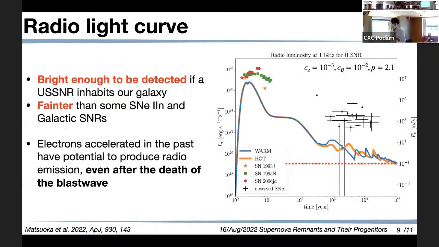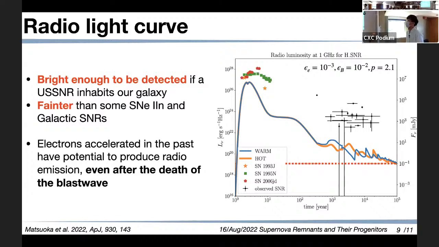Next, we show the observable radio light curve of this object. This shows the light curve of radio luminosity compared with some type IIn supernovae and galactic SNRs. And this red line shows the detection limit of the previous survey, assuming that the object is located 10 kpc or so. We can see that the radio emission from the USSNR can be bright enough to be detected if our USSNR inhabits our galaxy. However, we can see that the luminosity is fainter than some type IIn supernovae and galactic SNRs.